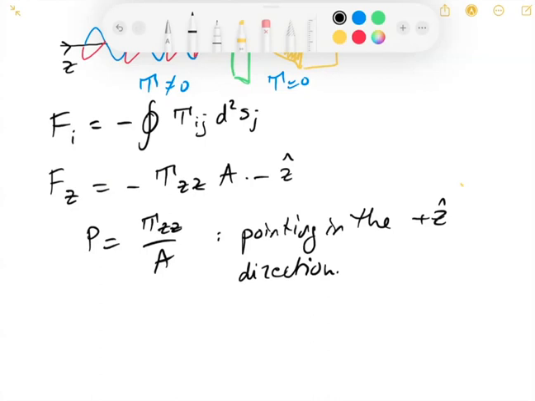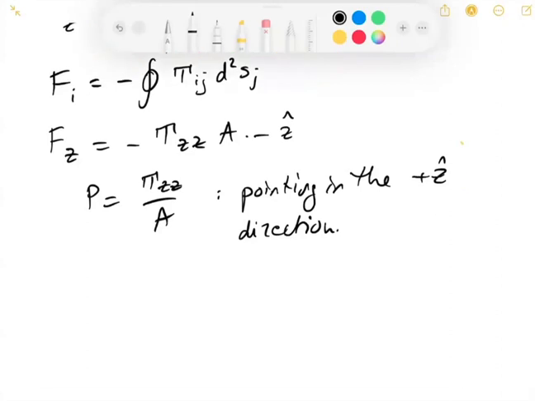Because E and B, they will oscillate as a function of time, and they will move as things through space. So there will be moments when this pressure is 0, but it will never be negative. So this pressure is going to basically wobble back and forth, but it will always be pointing in the Z direction. Okay, so this is what we call radiation pressure.